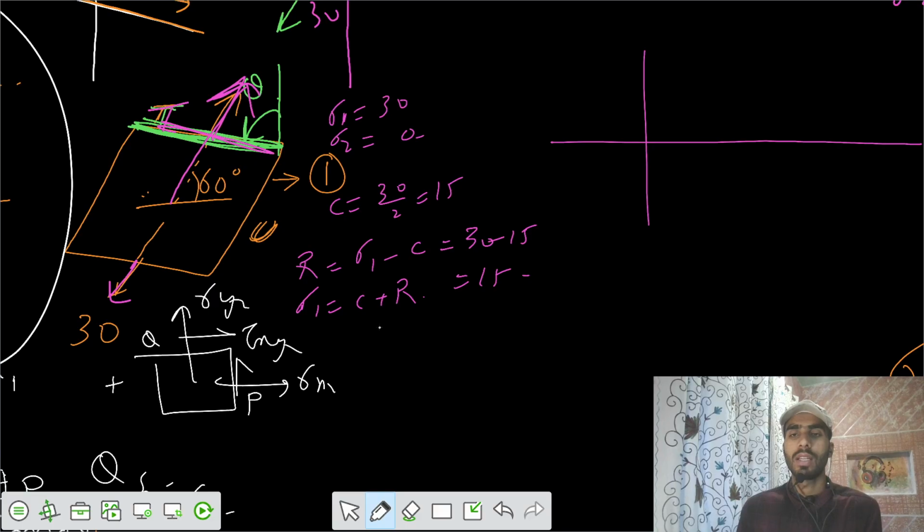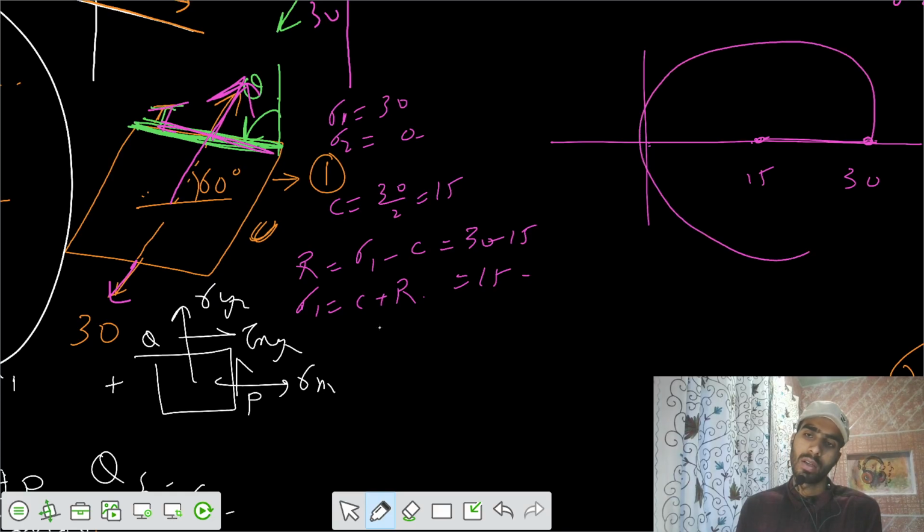That means on this other side, you have some center of 15 and major principal stress of 30. That means this is the radius, and you draw a circle. So this is our Mohr's circle, so that sigma 2 is 0.